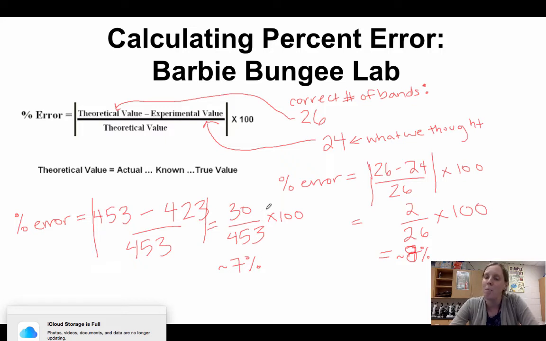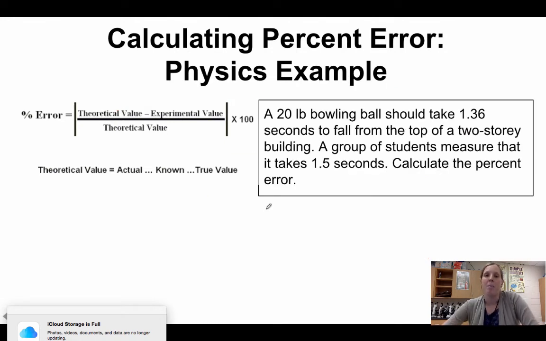Now I just want to show you a couple more examples really quick because I'm going to expect you to be able to calculate percent error in other lab situations, and there is going to be a question on your upcoming quiz to make sure that if you were given some data, you could calculate percent error for it. So here's a physics example that might be similar to something we encounter later in the year. A 20-pound bowling ball should take 1.36 seconds to fall from the top of a 2-story building, but a group of students doing an experiment measures that it takes 1.5 seconds. So we could calculate these students' percent error from the true or theoretical value.